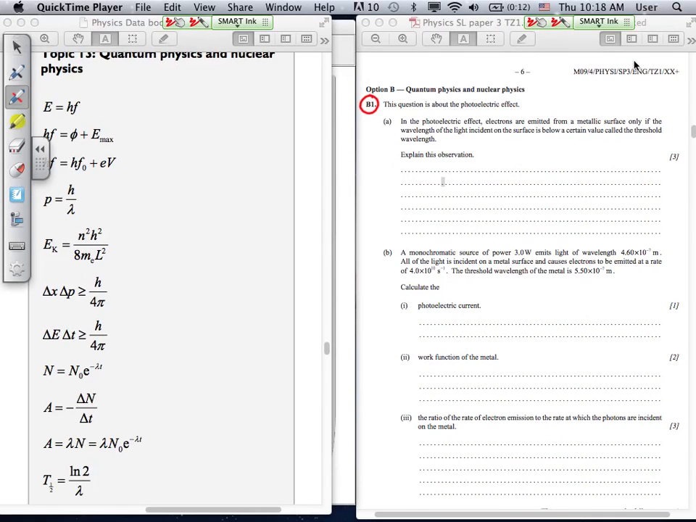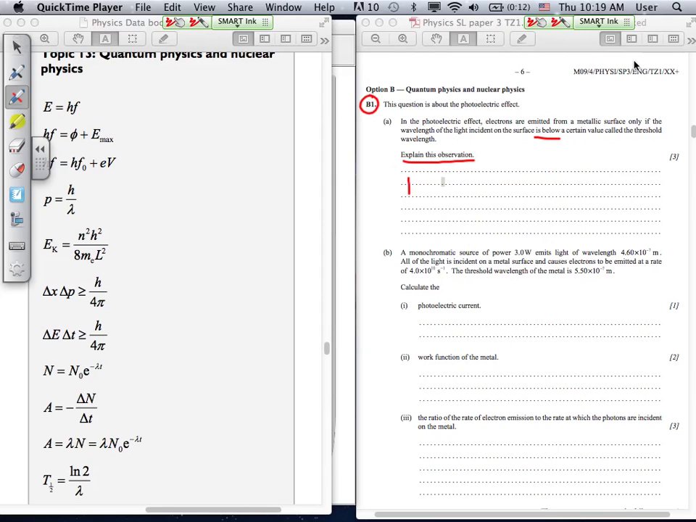Question B1. In the photoelectric effect, electrons are emitted from a metallic surface only if the wavelength of light incident on the surface is below a certain value called the threshold wavelength. Explain this observation.